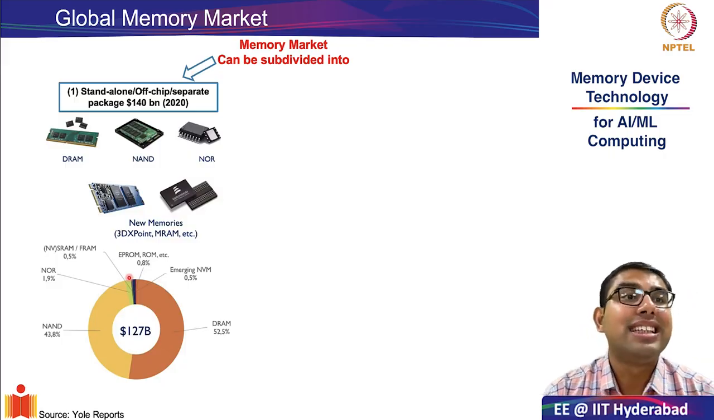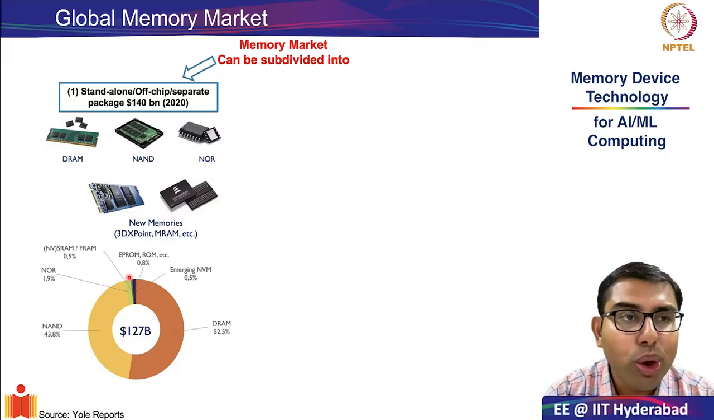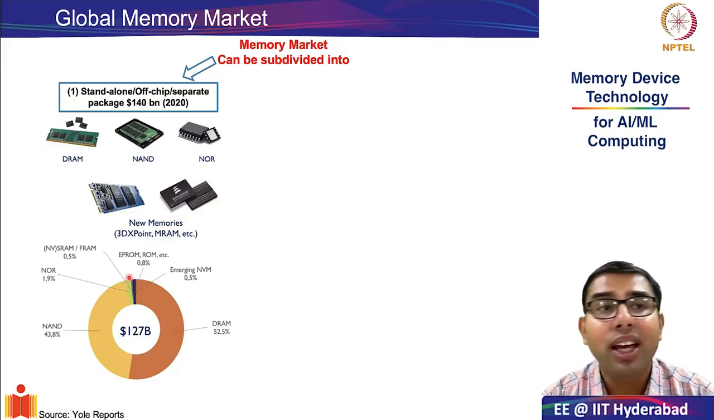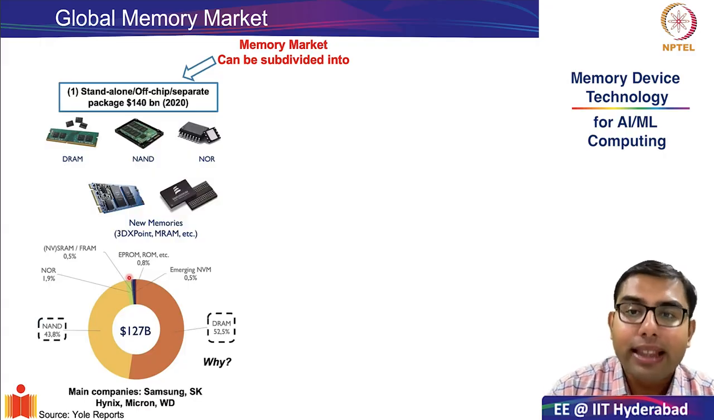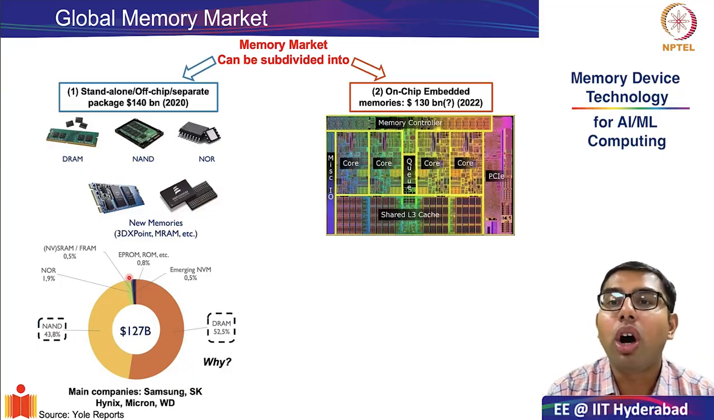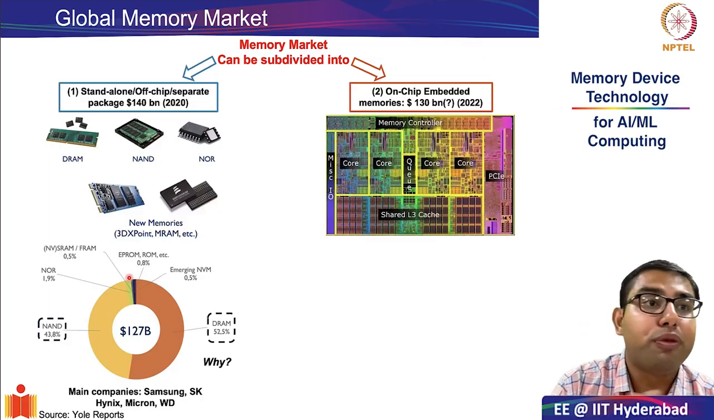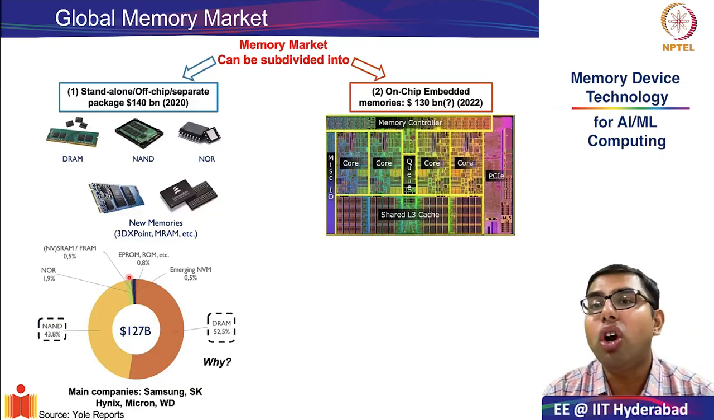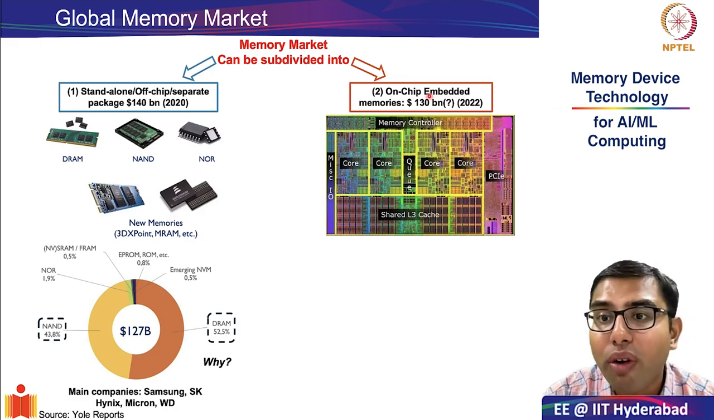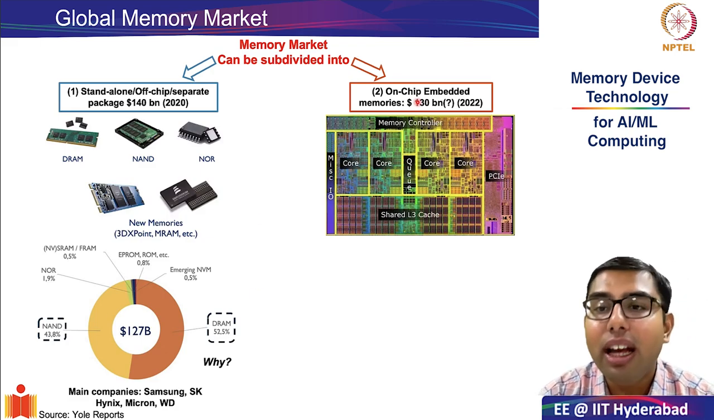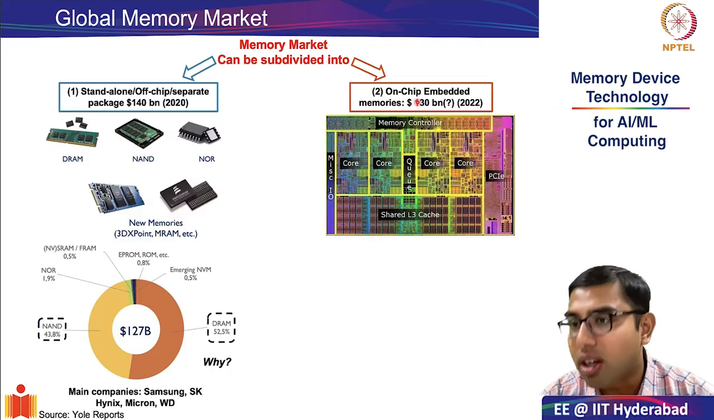However, this is just one subdivision of the total memory market. Can you take a moment to pause and guess what could be the other major component of the memory market? That would be your on-chip or embedded memories. The first is your off-chip memory, the second is your on-chip memory. And now you will be very surprised to see that the size of on-chip memory is roughly equivalent to the size of the off-chip memory. It is close to $130 billion.